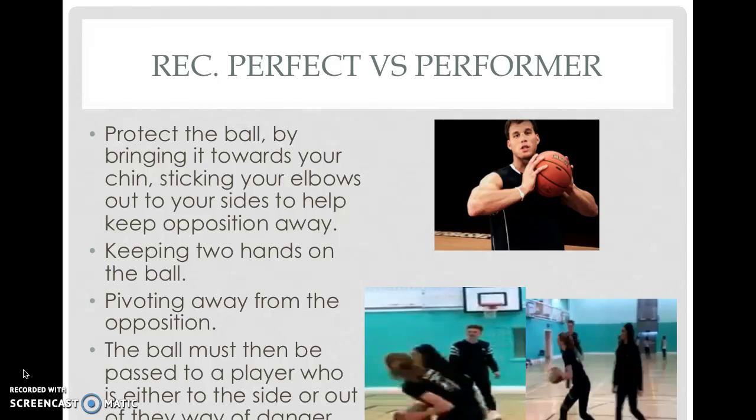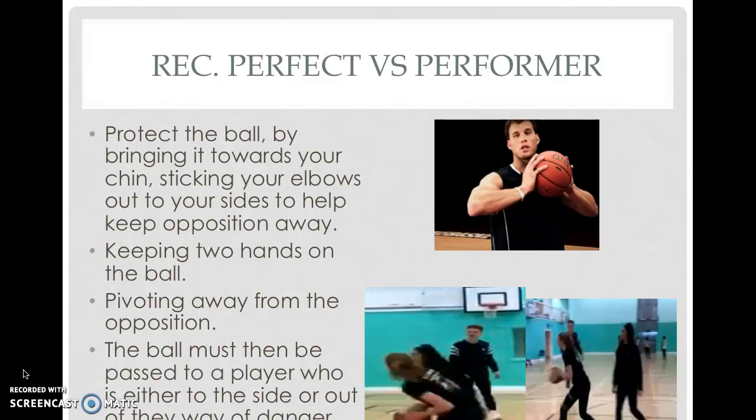Recovery, perfect versus performer. For the perfect box out rebound, the performer should protect the ball by bringing it towards your chin, sticking their elbows out of their sides to help keep the opposition away. They should then keep two hands on the ball at all times, pivoting away from the position. The ball must then be passed to a player who is either to the side or out of the way of danger, which is also called an outlet.